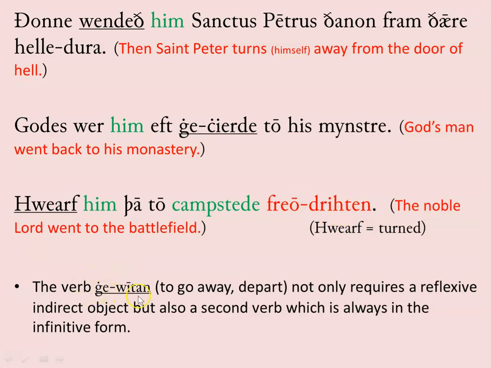Now the verb yawitan, to go away, depart, not only requires a reflexive indirect object, but also a second verb. So a bit of a special case here, which is always in the infinitive form. So we're going to see a couple of examples of that. So yawitan not only requires a reflexive, that for instance here, him, here, and so on, but it also requires a second verb, and I'll point that out shortly in some examples.